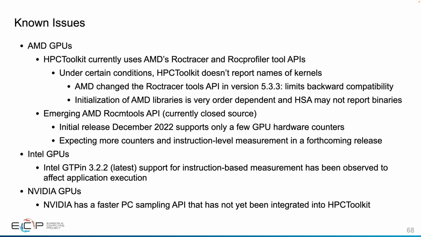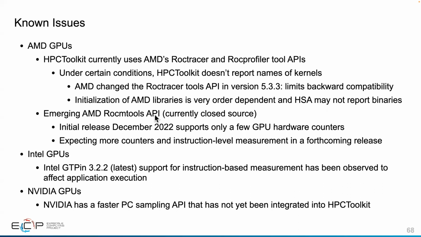So there's some known issues. On the AMD GPUs, we're using AMD's Rock Profiler and Rock Tracer APIs, and under certain conditions, HPCToolkit doesn't report the names of kernels because AMD changed their APIs relatively recently, and the initialization of AMD libraries is very order dependent. Depending upon what the constructors in your application do, HPCToolkit may not get a chance to start monitoring before AMD's HSA library gets fired up. And once this library is fired up, then we've lost the ability to see the GPU binaries in it. So this is something that we're working with AMD on.